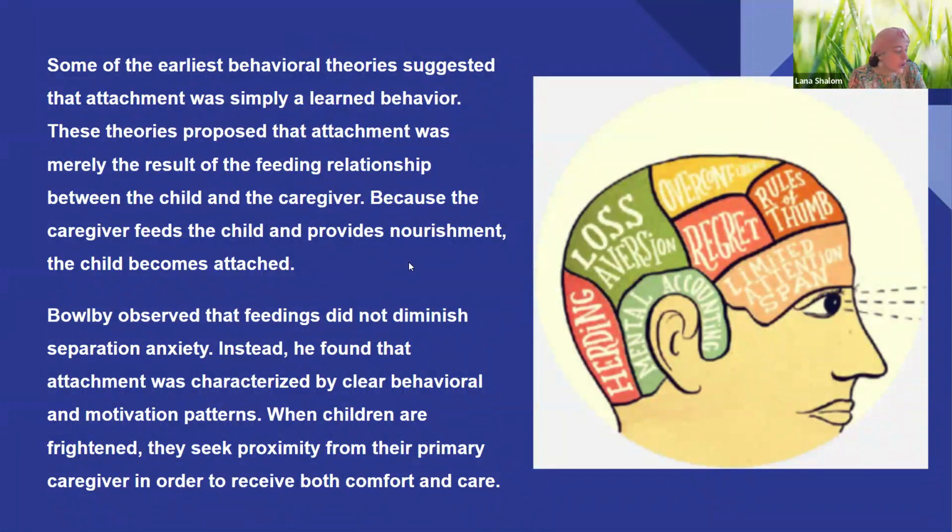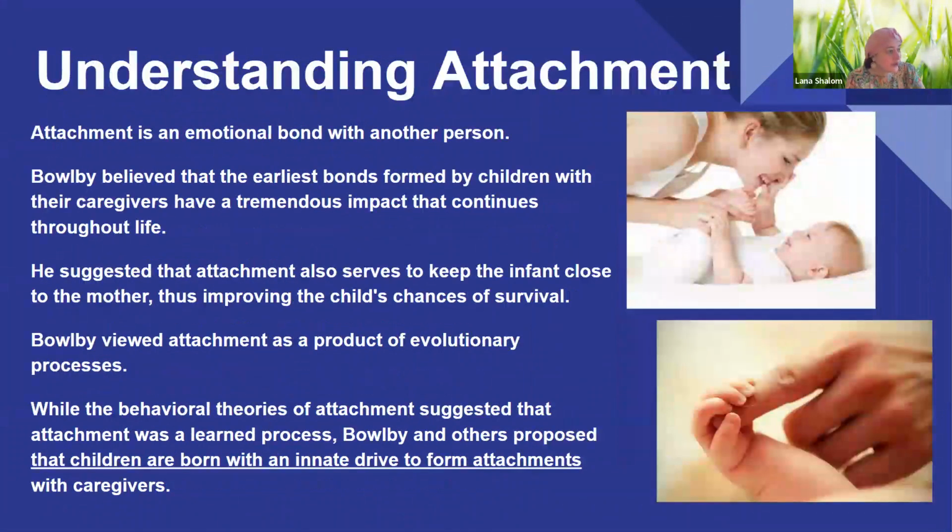It's interesting to note all of these theories are, of course, connected to each other. And in the reparenting courses, we actually connect them together on a realistic level. Let's go further and start understanding what attachment is. Like I mentioned before, attachment means an emotional bond, a way to form relationships with another person. So John Bowlby believed that the earliest bonds were formed by children with their caregivers, right? He suggested that attachment serves to keep the infants close to the mother, okay?